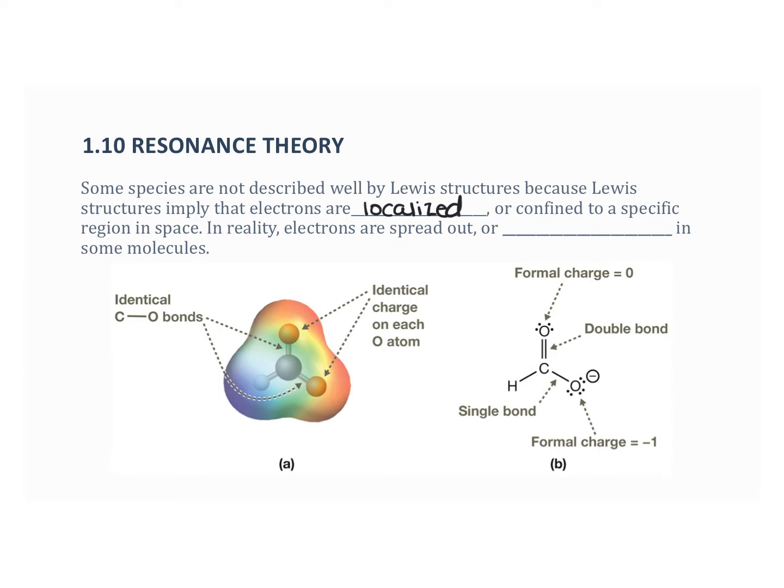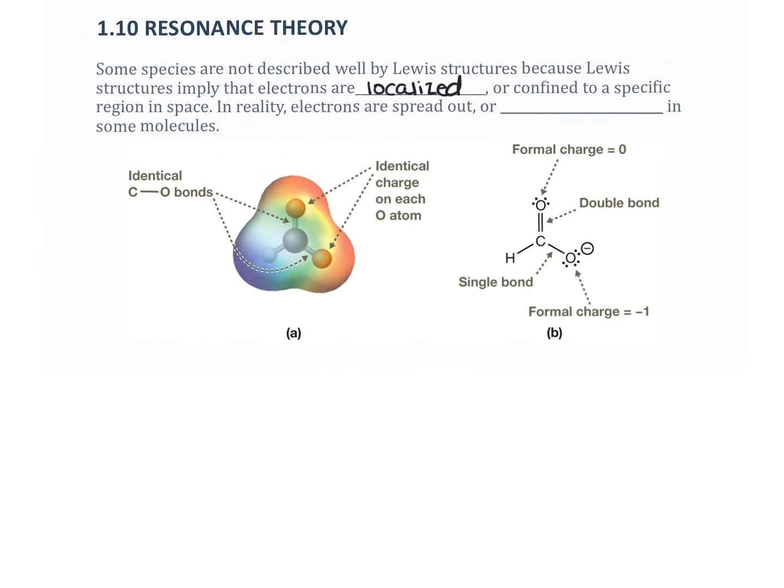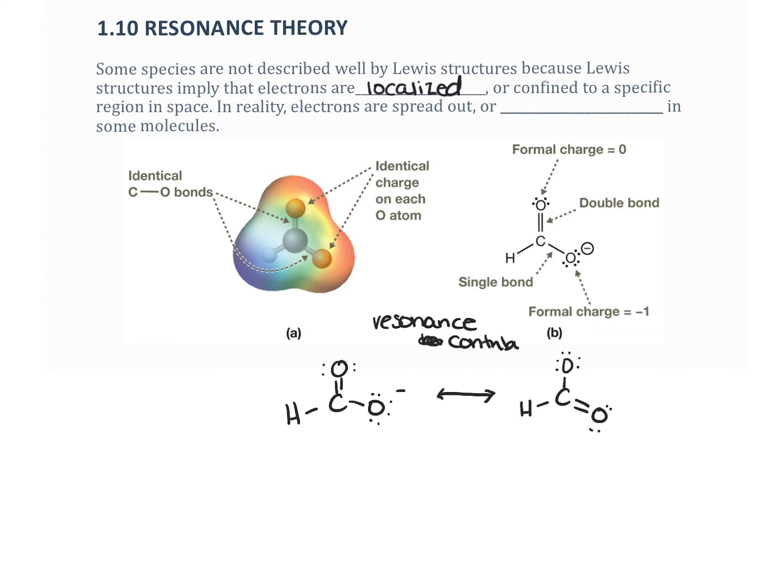Now, when we looked at this structure before, I said, look, you can have a Lewis structure that looks like this. And then we drew a two-headed arrow between it. And we said, but if you drew this Lewis structure, that's okay too. These are called resonance contributors. Okay. And this double-headed arrow is on purpose. So this is the arrow that you use to show you've got resonance contributors. So that's the one we're going to use there.